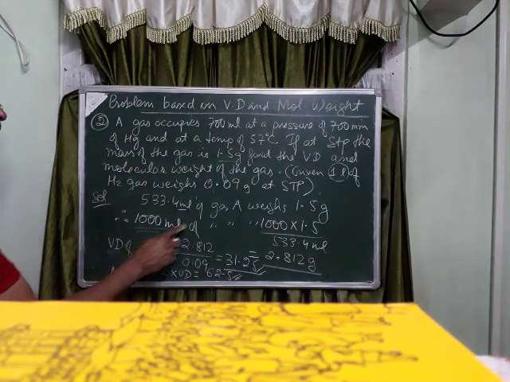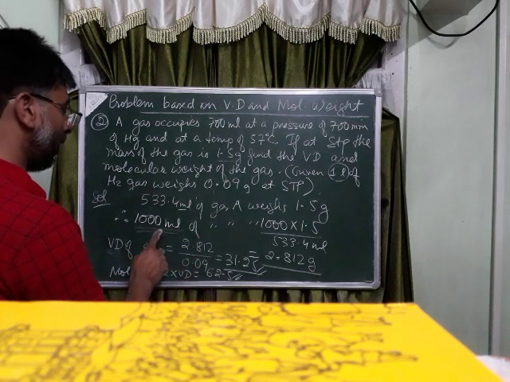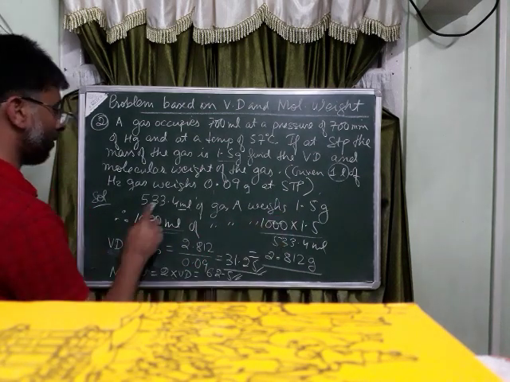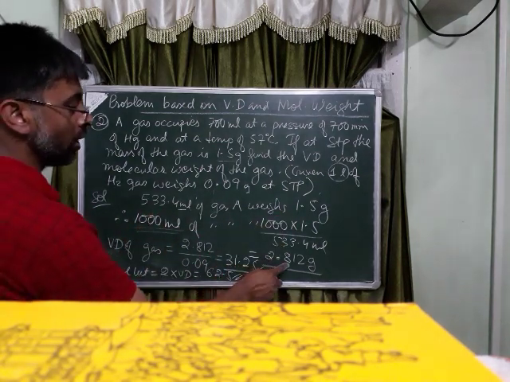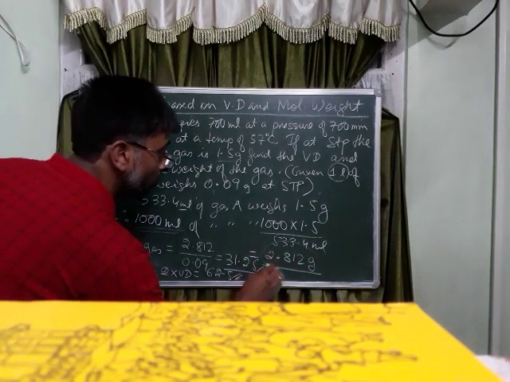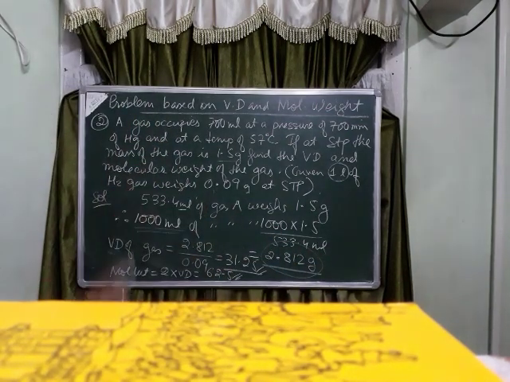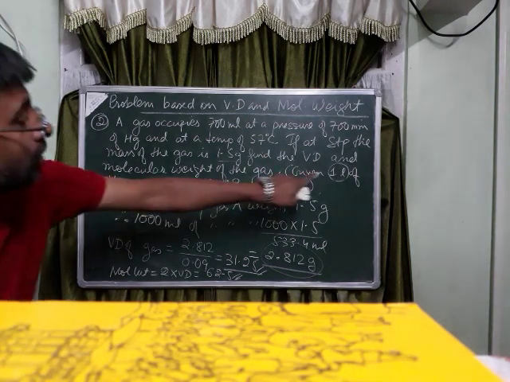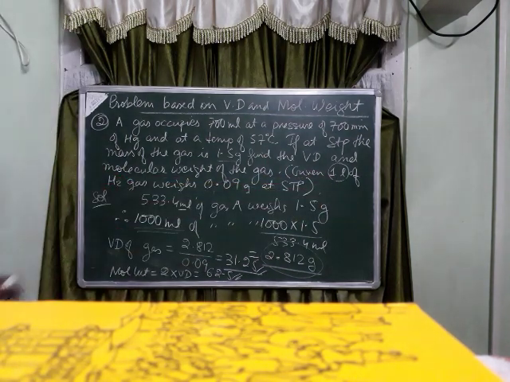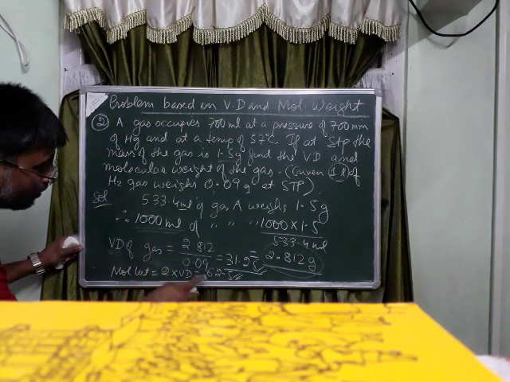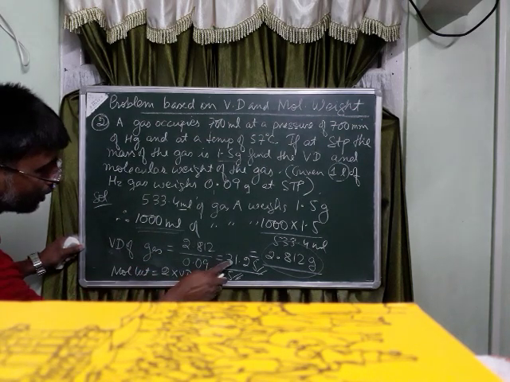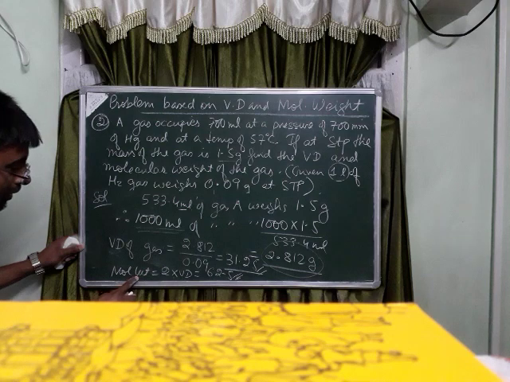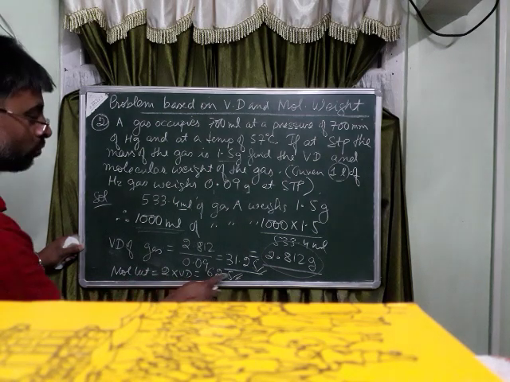So 1000 ml of gas A is going to weigh 1000 into 1.5 divided by 533.2, which gives me 2.812 gram. Now this 2.812 gram is the weight of gas A, which has a volume of 1000 ml. So this volume and the volume of hydrogen must be same. So using the formula I get the answer. The vapor density of gas is 31.25 and its molecular weight is twice into vapor density, that is 62.5 grams.